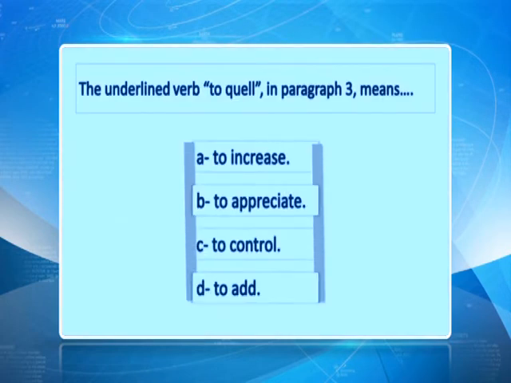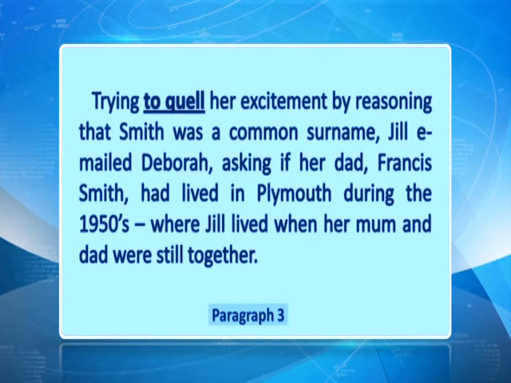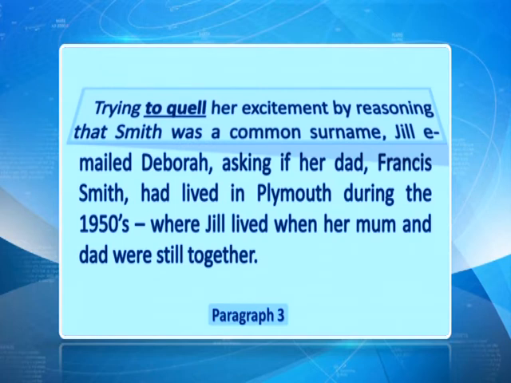Good. Now we move on to question number 4. The underlined verb to quell in paragraph 3 means, and you have a list of options to choose from. The first one is A, to increase, B, to appreciate, C, to control, and D, to add. Let's find the verb to quell in paragraph 3, and there it is. Okay. So, trying to quell her excitement by reasoning that Smith was a common surname. This is the sentence.